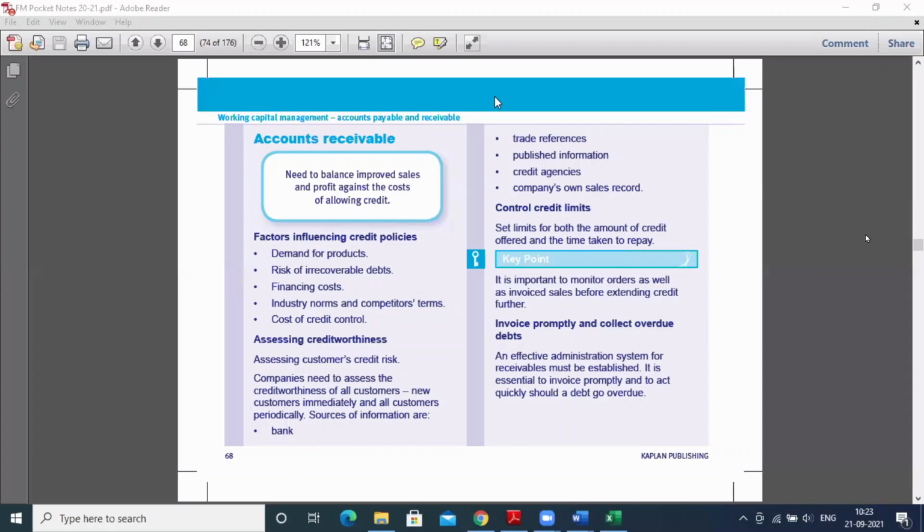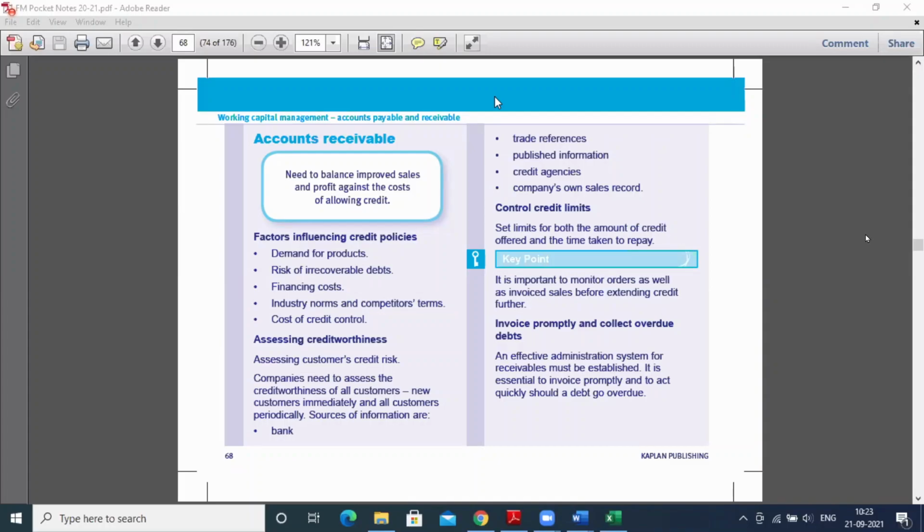Yeah. So here, by seeing the bank statement, we can see the check bounce case. Normally when the check will be bounced, if the sufficient balance is not there. So that's why bank is considered as the best source for assessing the creditworthiness. And the trade references. Now, trade references means you can ask the other parties who are previously connected with the customer. And the published information.